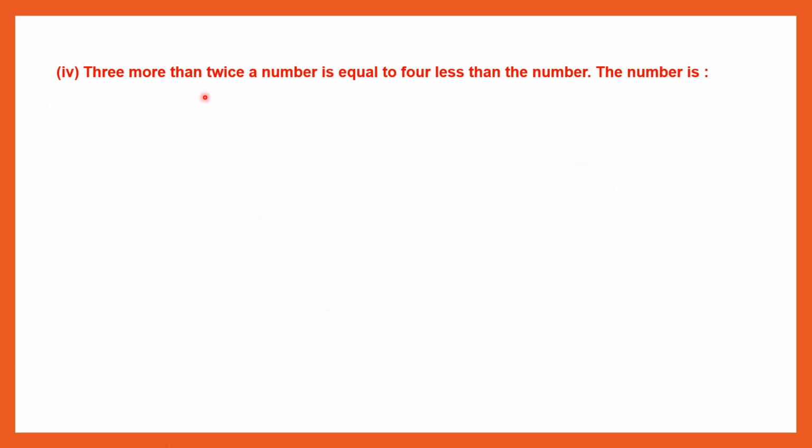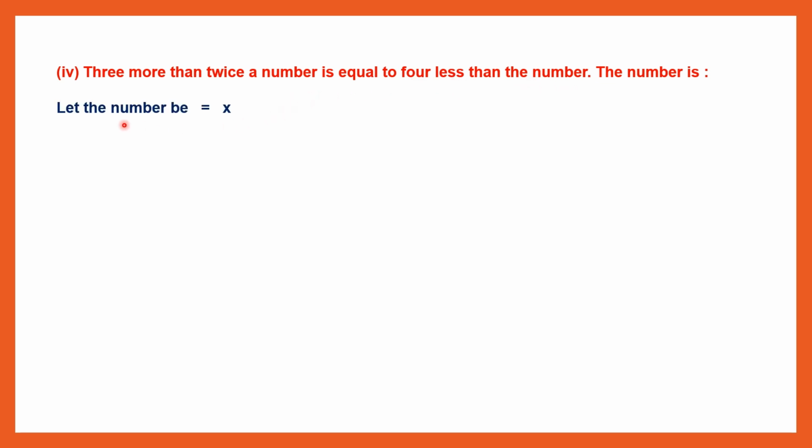Question 4. 3 more than twice a number is equal to 4 less than the number. So what is the number? So here we have to be very careful. There are many things. 3 more than twice a number is equal to 4 less than the number. So we have to go very carefully.